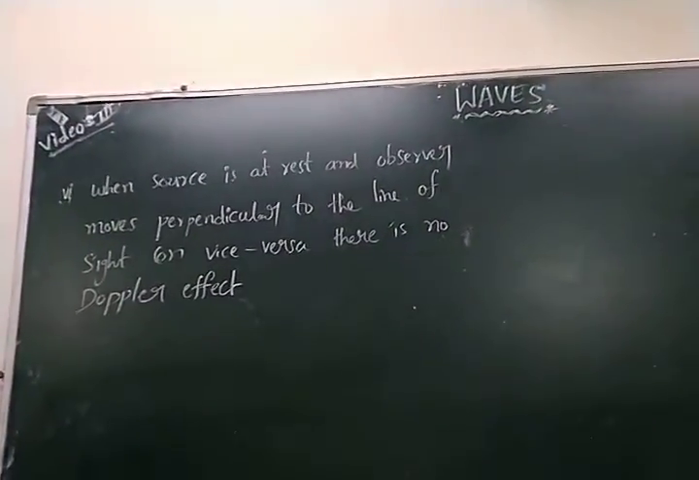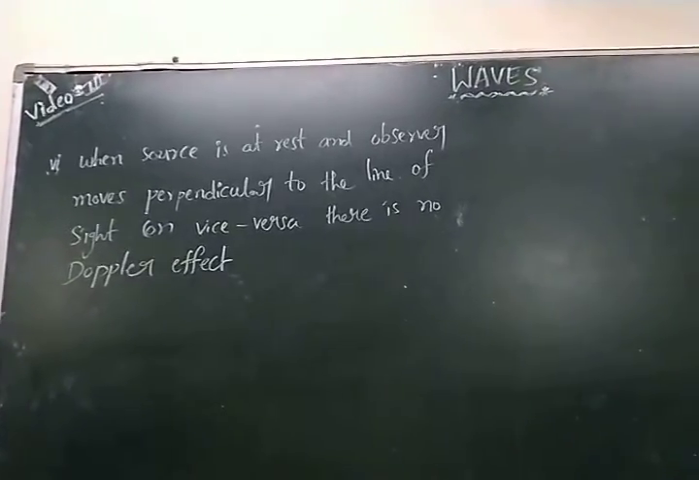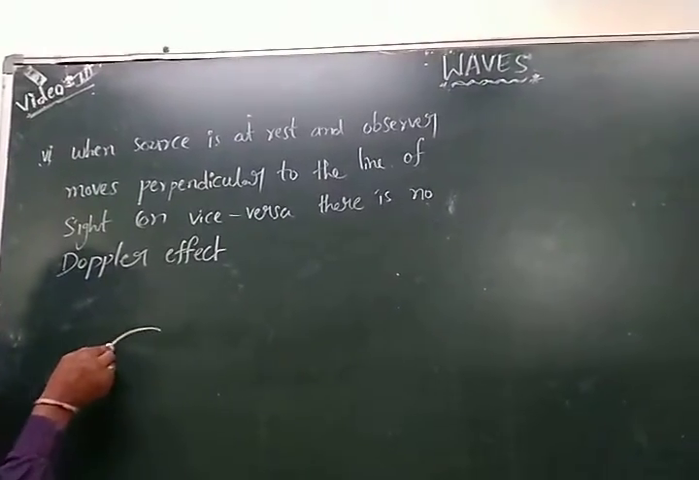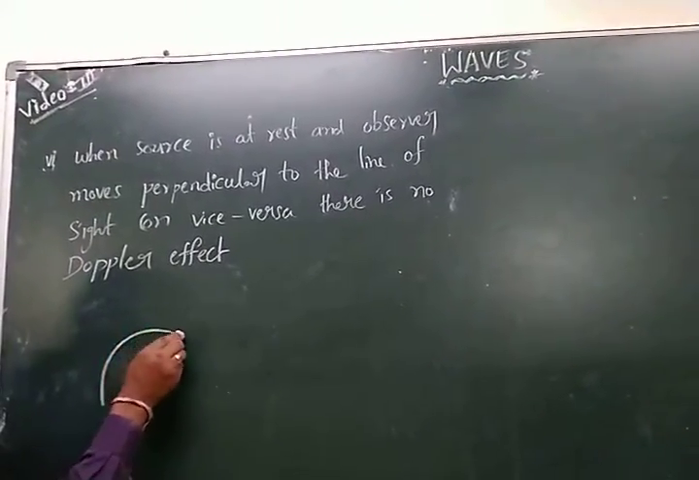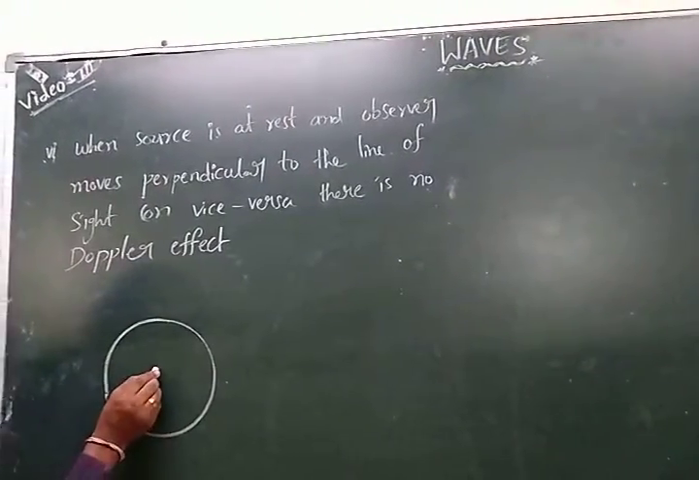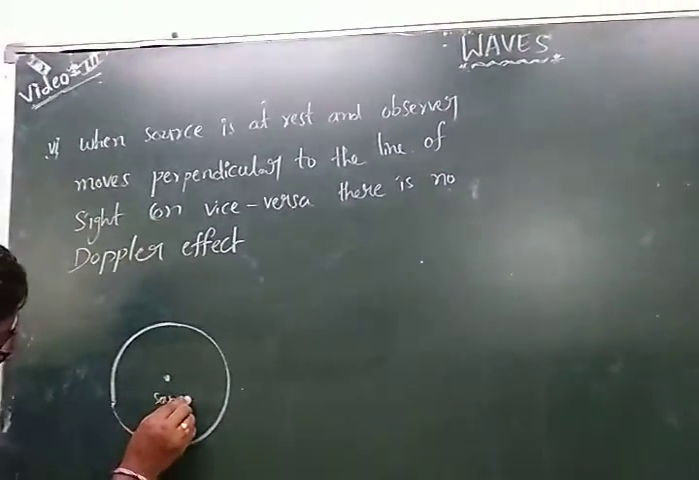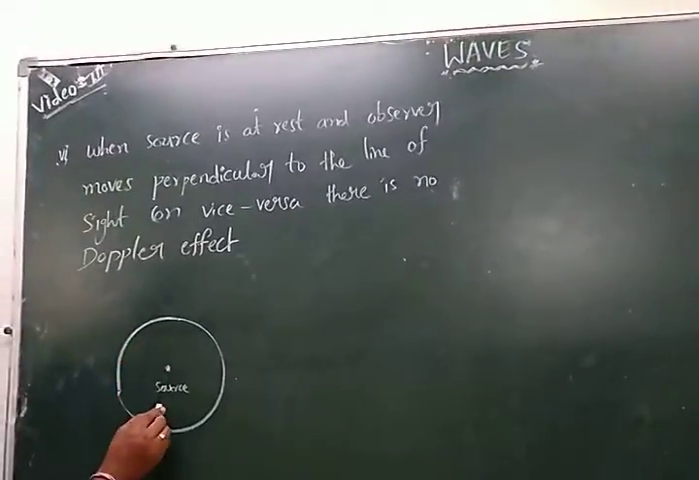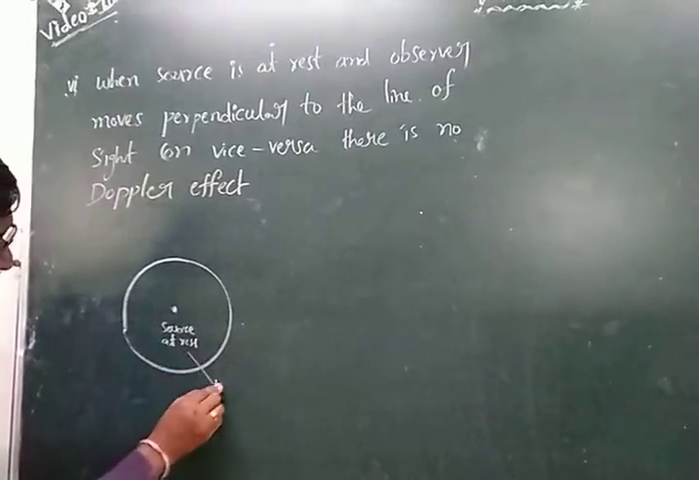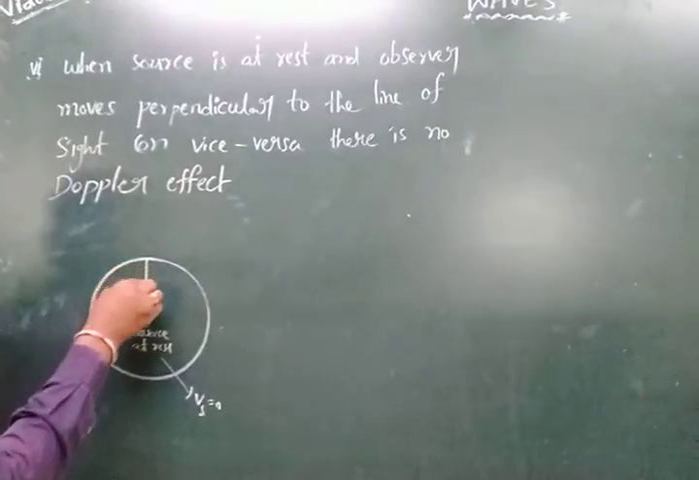Next, application number 6: when the source is at rest and the observer moves perpendicular to the line of sight. Perpendicular to the line of sight means, for example, consider a circle. At the center is the source, which is at rest. Rest is nothing but Vs equal to 0. And this is the radius.